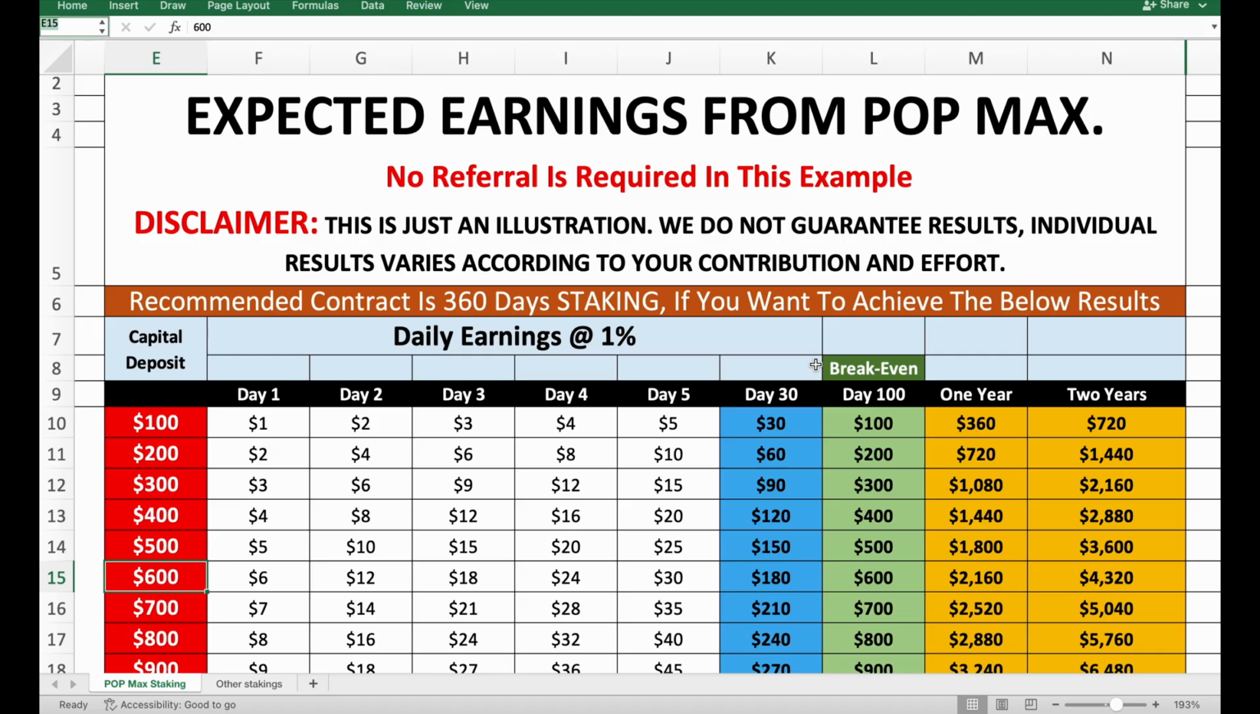Okay, this only applies for people that are choosing the 360 days staking contract, and that is the contract term that I recommend because it is the highest contract that you will earn daily 1%. The rest ones started from 0.4 up to 1%. So if you want to earn more, just go for the 360 days. That's the one I recommend.